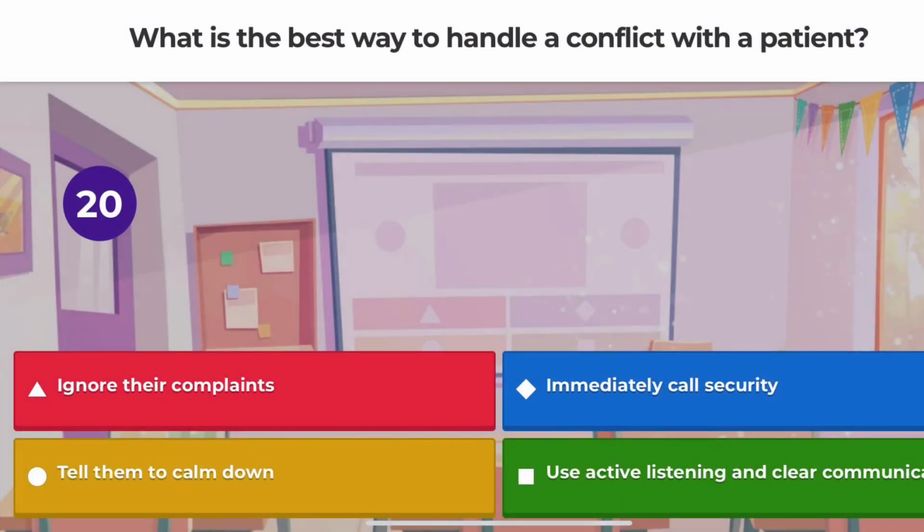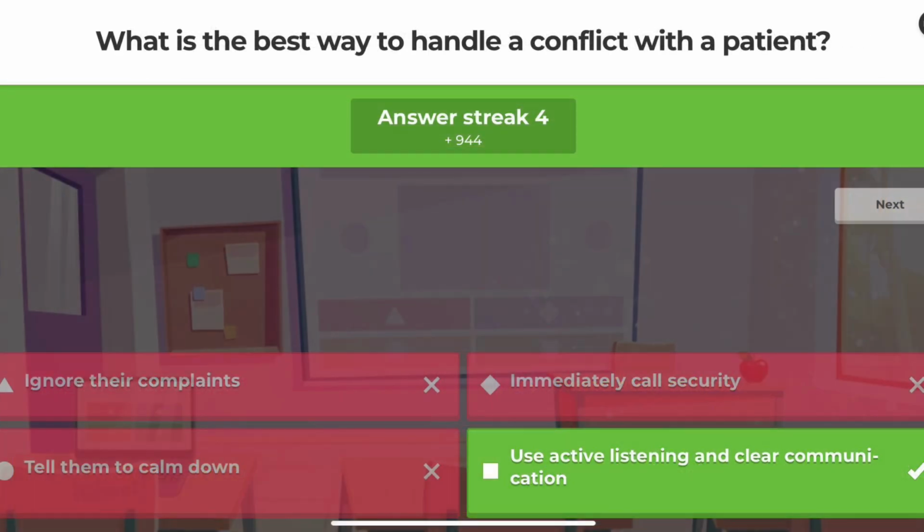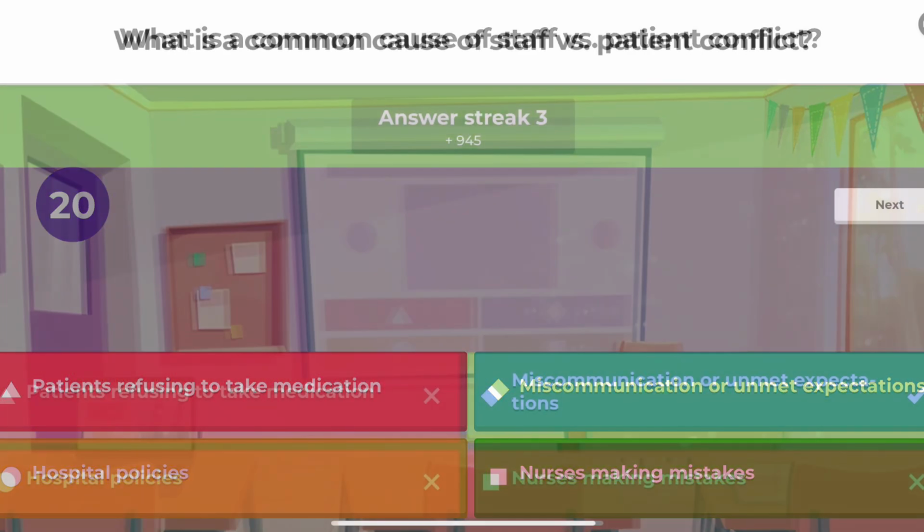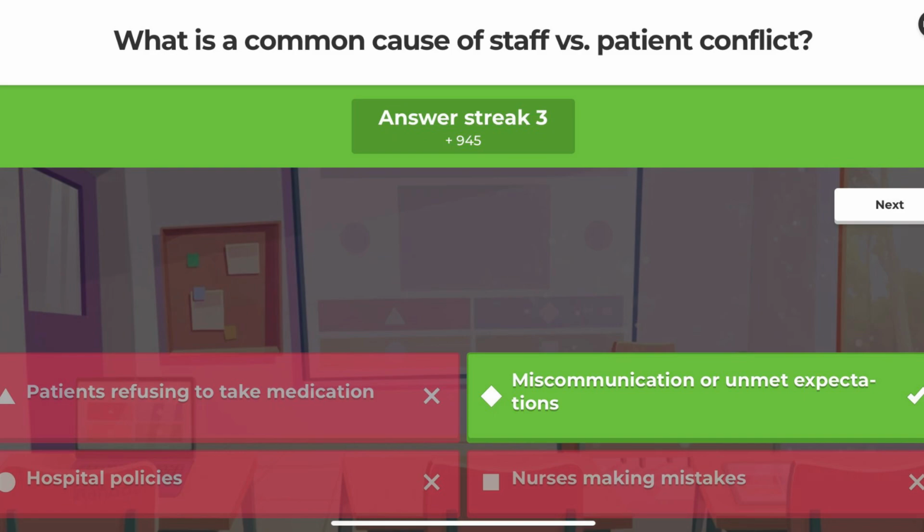But the first question is, what is the best way to handle conflict with a patient? And I will leave some time for you guys to look at the answers. And then the answer for that is the square. Use active listening and clear communication. And the next question is, what is a common cause of staff versus patient conflict? And the answer for this one is the diamond, miscommunication or unmet expectations.